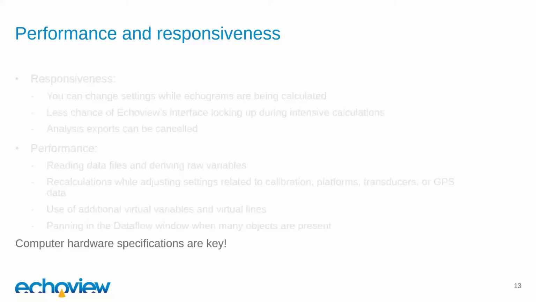For performance, as always, the computer hardware that you're using is key. It's very important, especially if you're working with large volumes of data, to have a good computer. So that means a very fast CPU, lots of RAM, and also to have the data stored in a location that is quite fast for read and write speeds. These three factors are the most important for getting good performance out of EchoView.